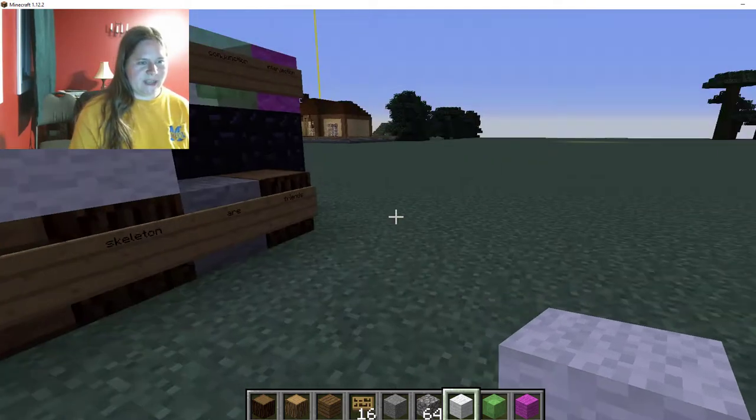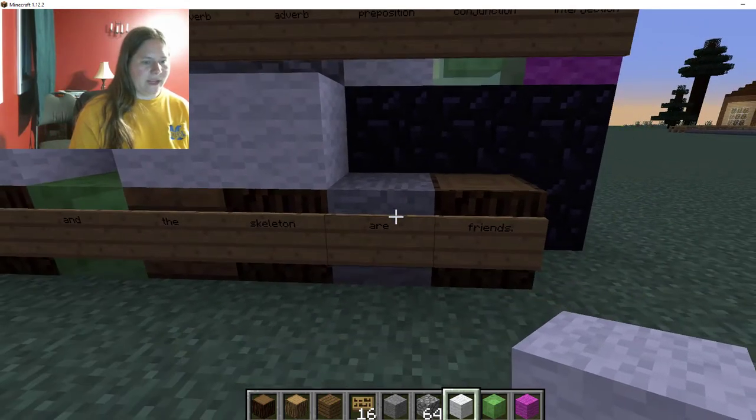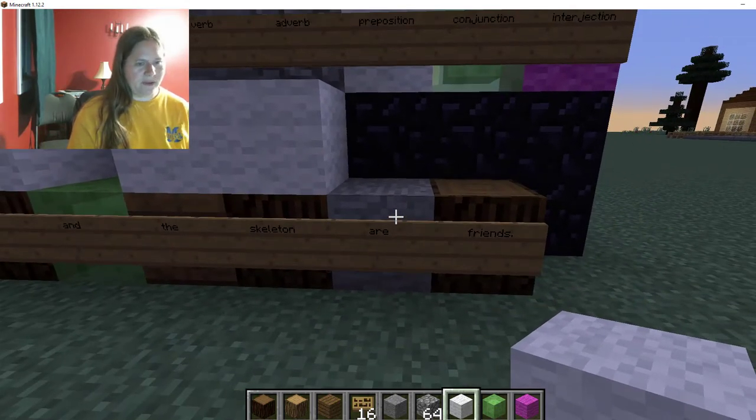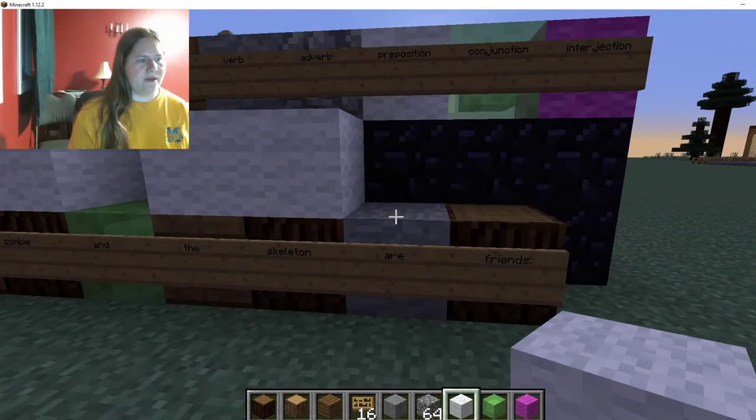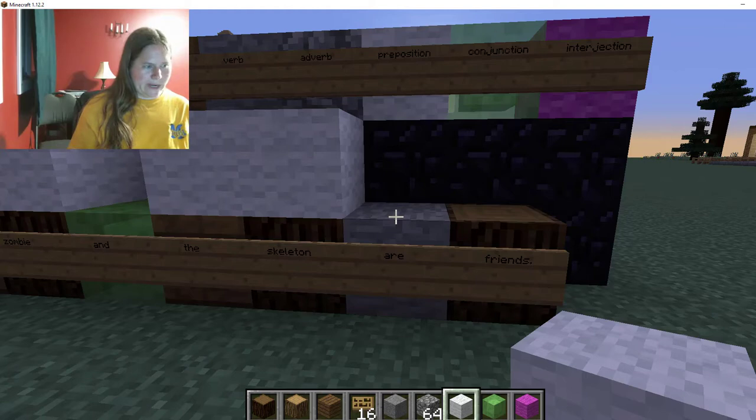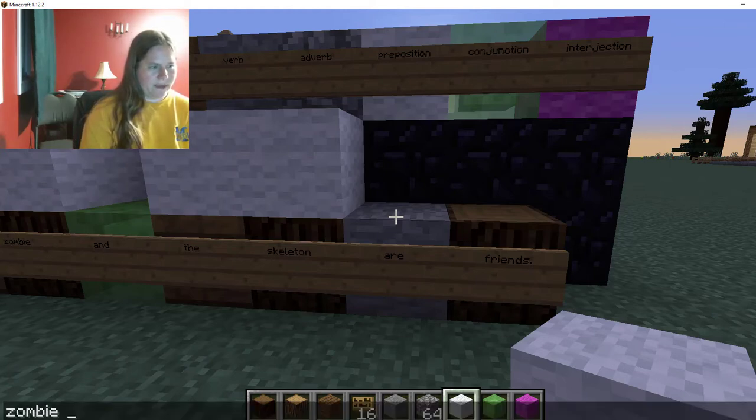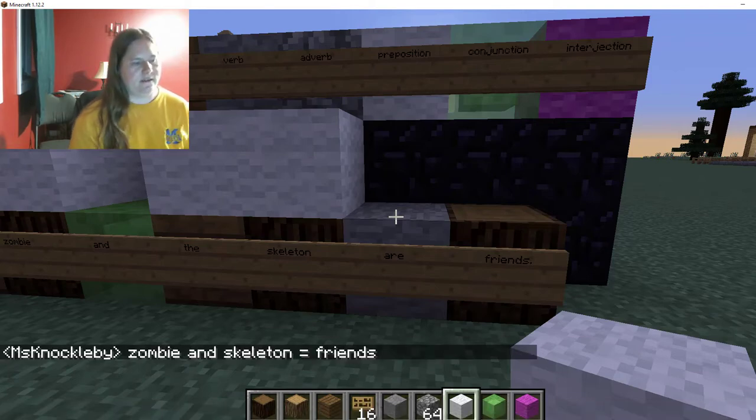So they are being joined together, and then they are being linked with a linking verb to the word friends. So if we thought of a connection, we are saying that the zombie and the skeleton, what are they? They are friends. There's an equation here. Zombie and skeleton equal friends.